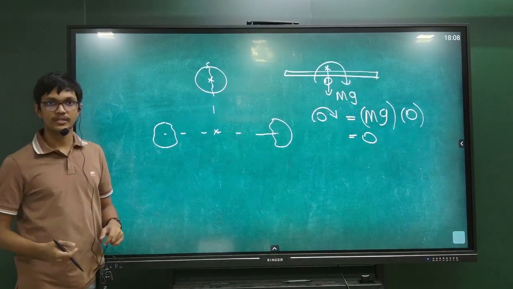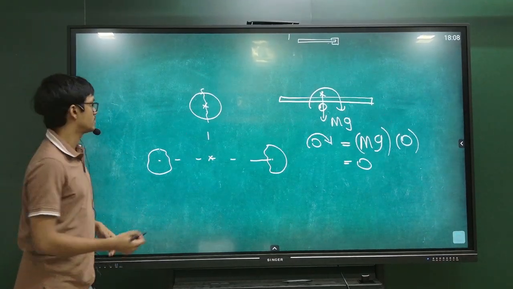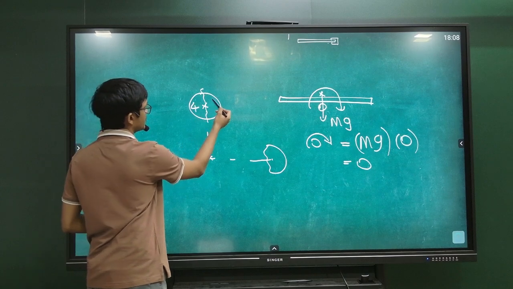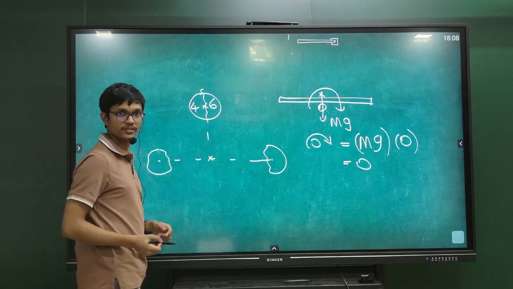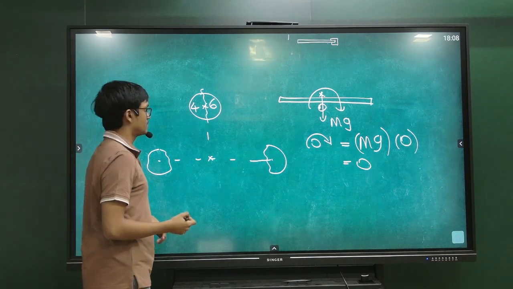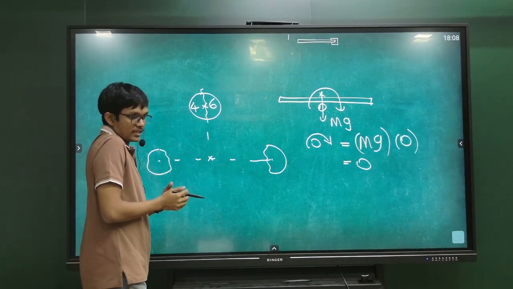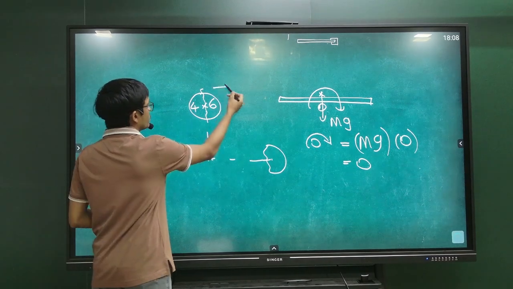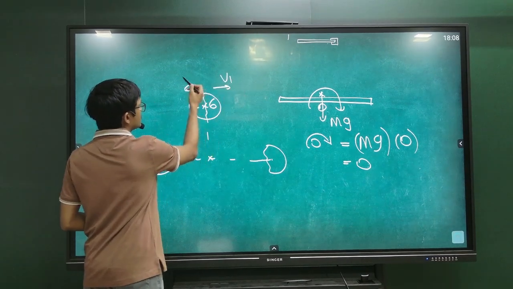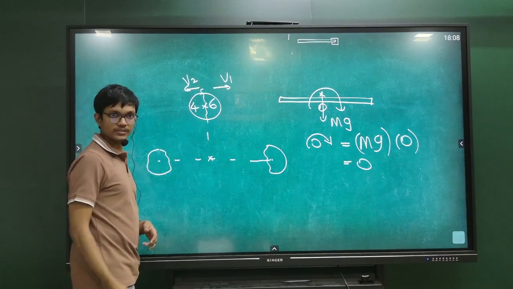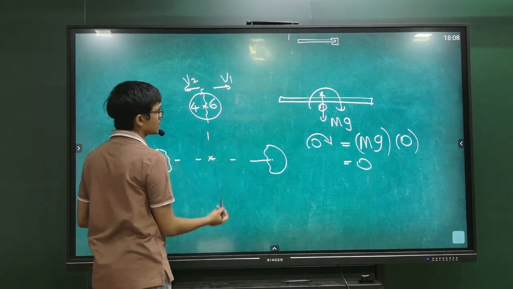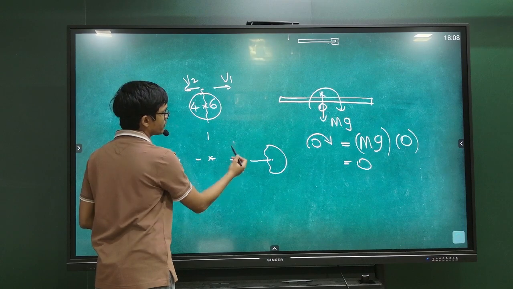So initially, if they mention something like this, you have 4 kilograms here, you have 6 kilograms here. If an explosion happens, they move with certain velocities, and this 6 kilogram piece moves 4 meters.